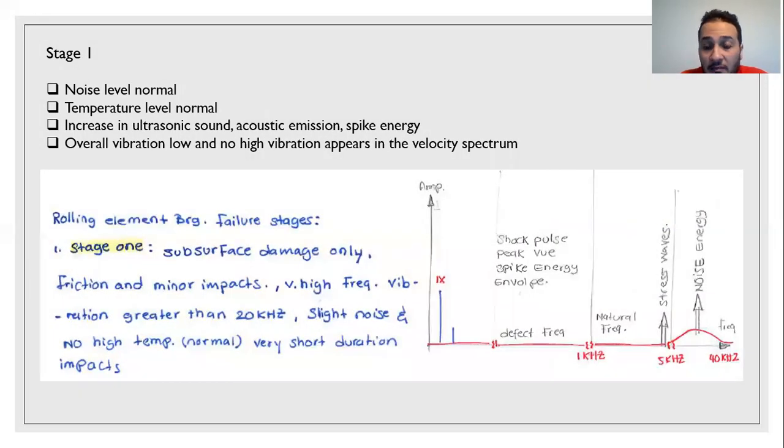For the bearing failure stages: in stage one, the noise level will be normal and the temperature level will be normal. You will have a slight increase in the ultrasonic acoustic emission and spike energy from 5 kilohertz to 40 kilohertz. And this is what I meant with the spike energy detection of the SPM device. The overall vibration level will still be low. You will not see anything in the velocity spectrum, even in the low range or the high range. As you can see here, this is your low range, nothing. The high range is nothing. And then you'll start to see slightly high noise energy between 5 kilohertz and 40 kilohertz.